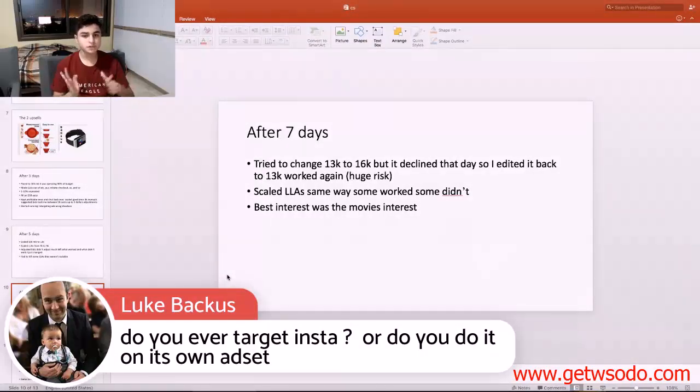It was a huge risk, but it worked. That's why editing the budget is sometimes a risk. But if you know your old budget and your old bid, you can survive and get out of this problem. So if you take notes of your budgets and bids, that's good. Especially since Facebook does not record the budget and bids for you, so you need to record them yourself.